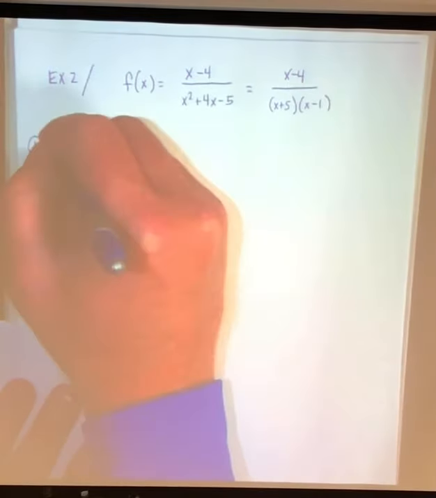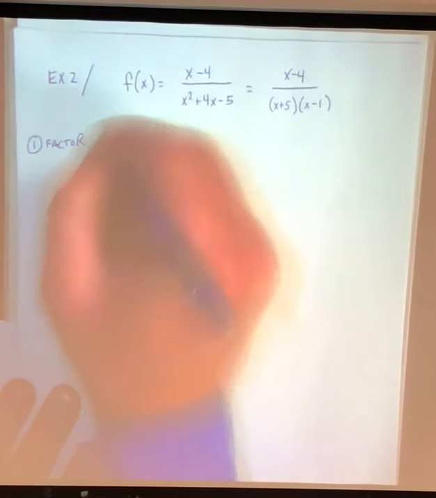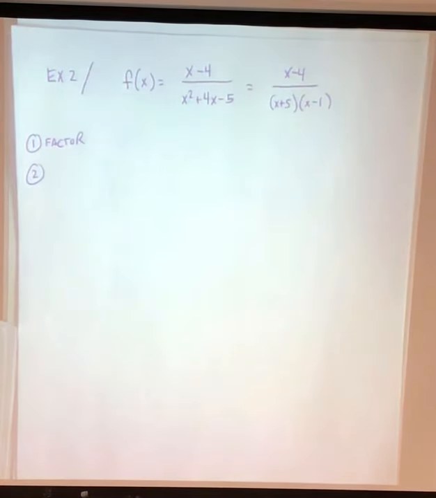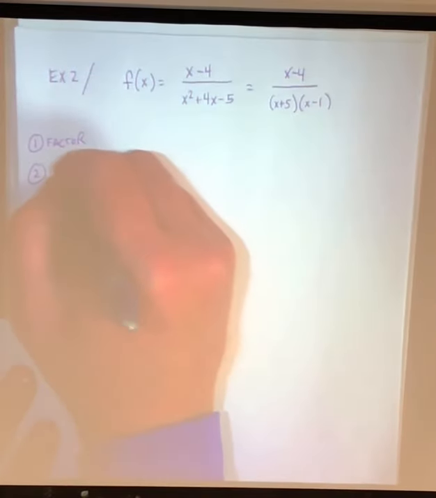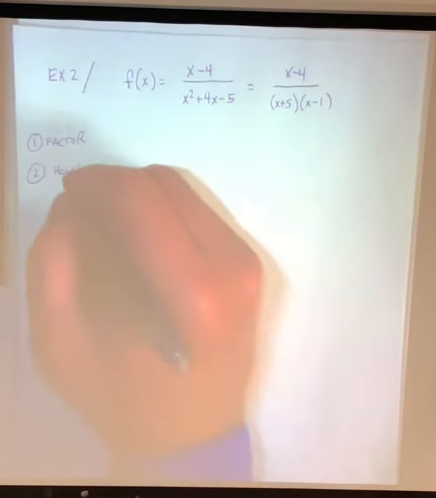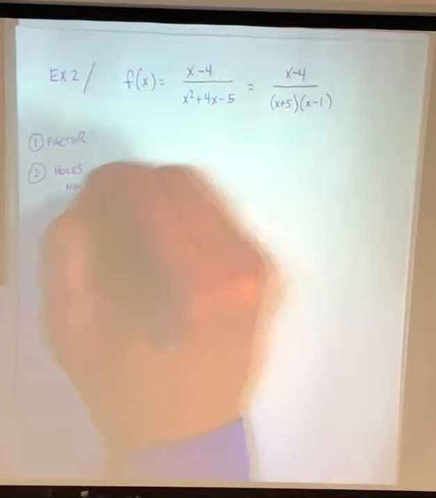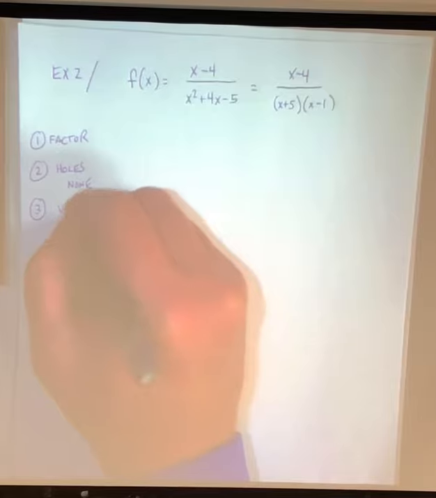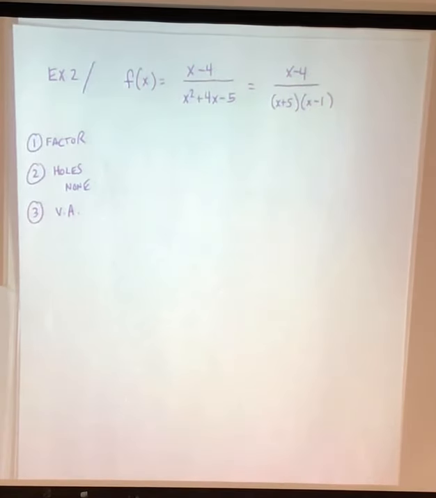I'll just write the rules over here again to the left. Process number 1, we're going to factor. Number 2, we're going to check to see if we have any holes in the graph. Again, you'll notice in our factoring, do we have anything that cancels? So nothing cancels, so we have no holes. Number 3, we're going to find the vertical asymptotes, which I'll just call VA.